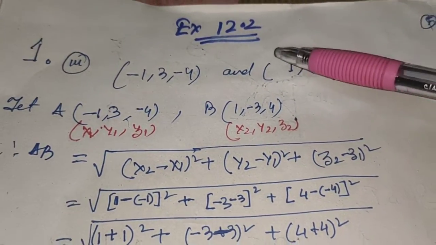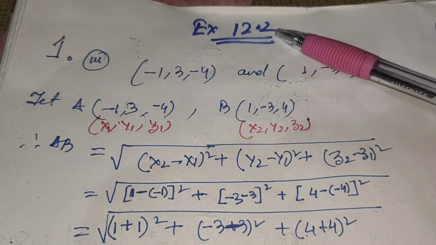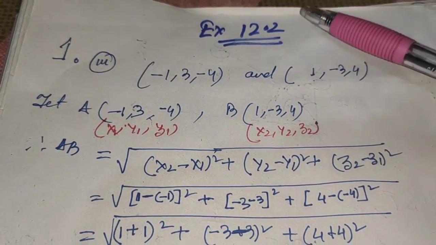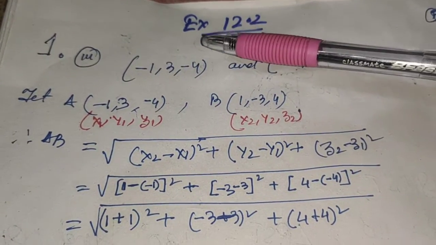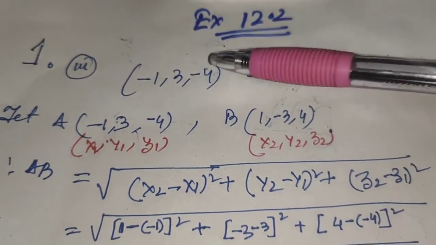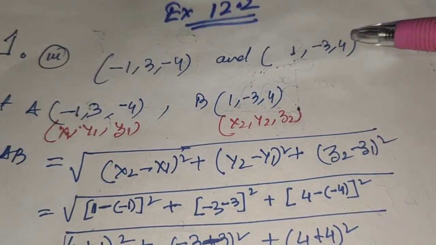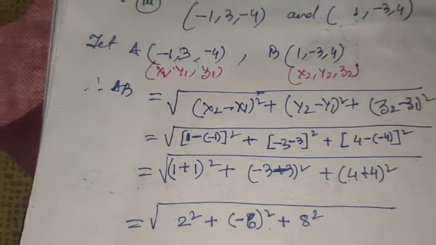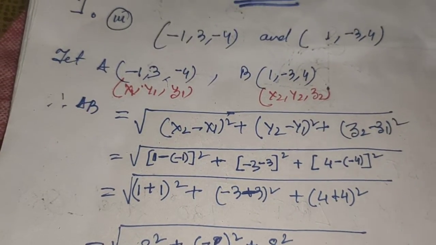Today we will discuss the questions of exercise 12.2 of the chapter coordinate geometry, or three-dimensional coordinate geometry, of class 11 NCERT book. Now, the first question is given: I have taken the first one, A(-1, 3, -4), and B(1, -3, 4). We have to find the value of AB, that means the distance between A and B.